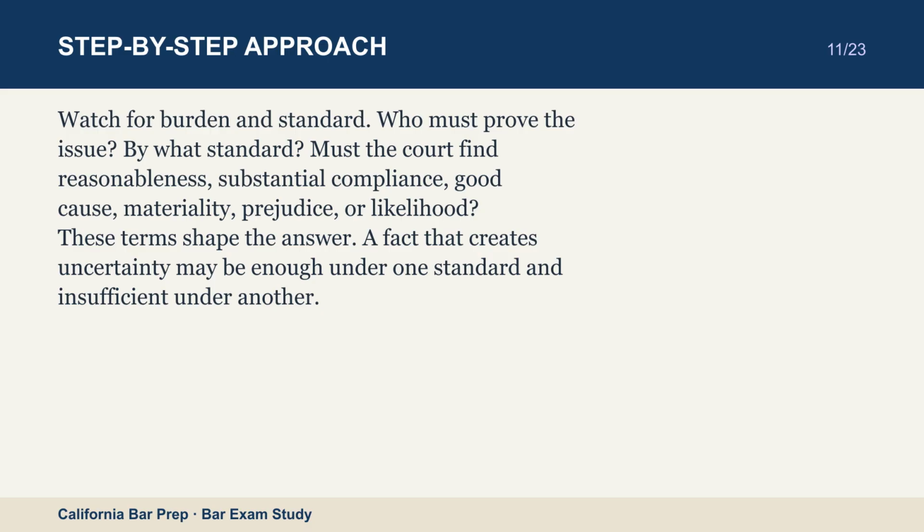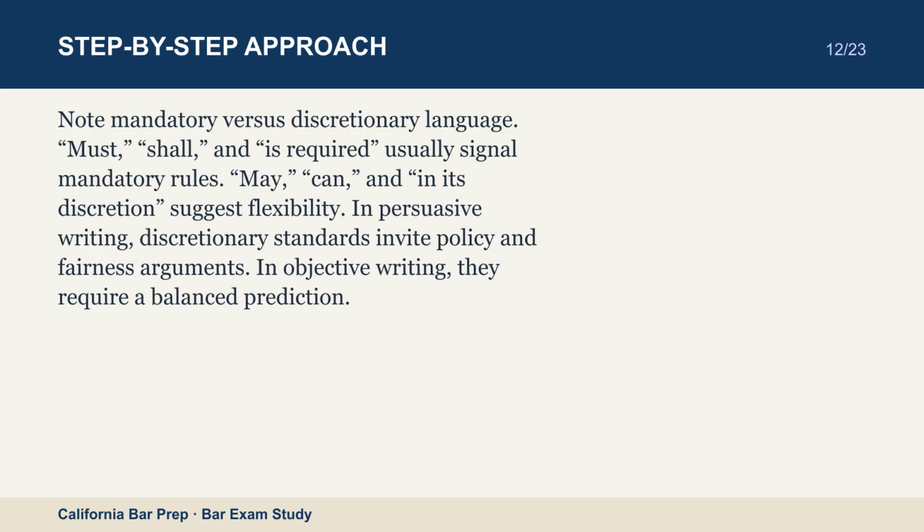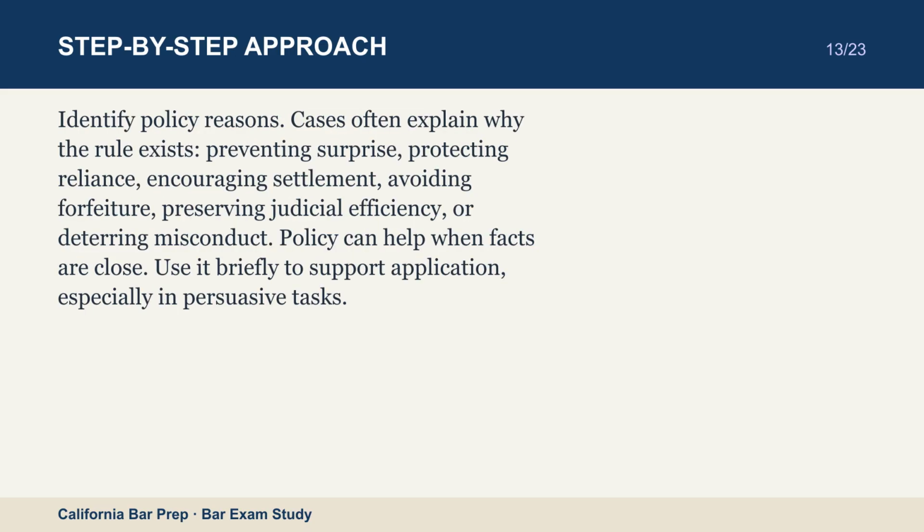Note mandatory versus discretionary language. Must, shall, and is required usually signal mandatory rule. Identify policy reasons. Cases often explain why the rule exists, preventing surprise, protecting reliance, encouraging settlement, avoiding forfeiture, preserving judicial efficiency, or deterring misconduct. Policy can help when facts are close. Use it briefly to support application, especially in persuasive tasks.